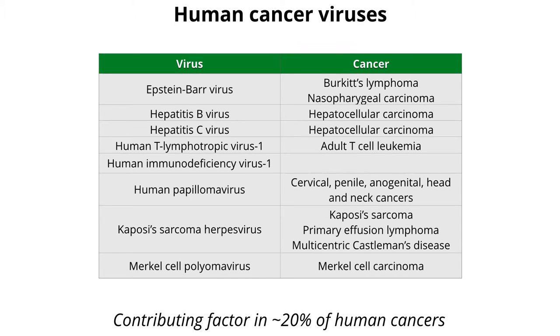Two retroviruses, HTLV1 and HIV1, are responsible for a variety of human cancers. I didn't list anything for HIV1 because there are many, as we'll see later in the lecture on HIV. Papillomaviruses cause a variety of cervical, penile, anal, genital, head, and neck cancers. Kaposi sarcoma herpes virus, and Merkel cell polyomavirus. Now, these were not the first viruses to be discovered to be involved in cancers. Those we'll talk about today.